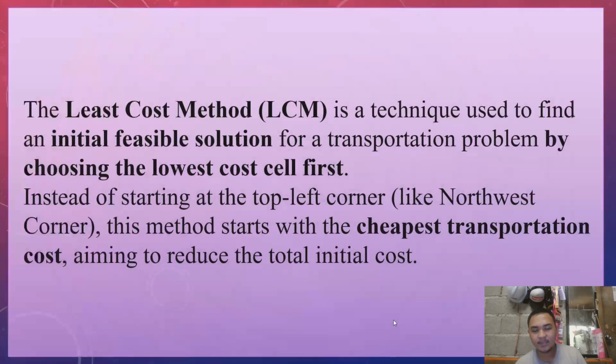Next, we have another method, which is called the least cost method. The least cost method is a technique used to find an initial feasible solution for a transportation problem by choosing the lowest cost cell first. Instead of starting at the top left corner like the Northwest Corner, as I discussed earlier, this method starts with the cheapest transportation cost, aiming to reduce the total initial cost.